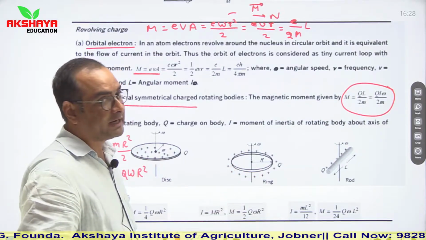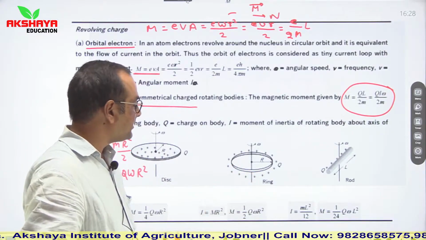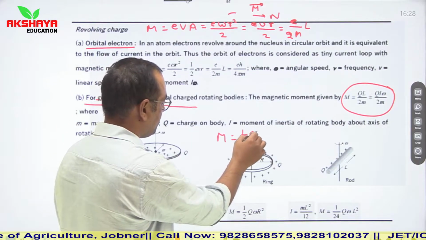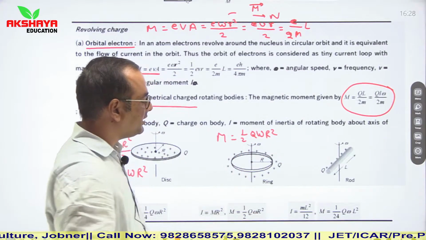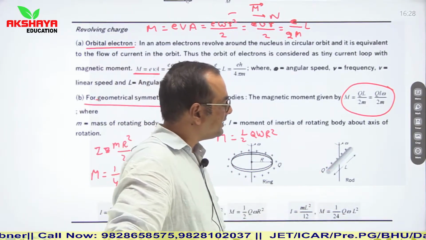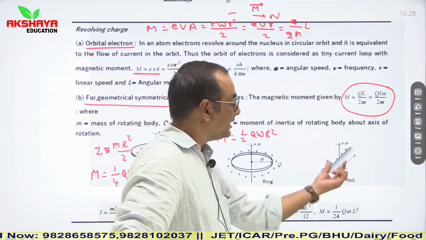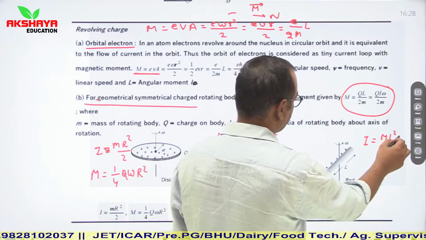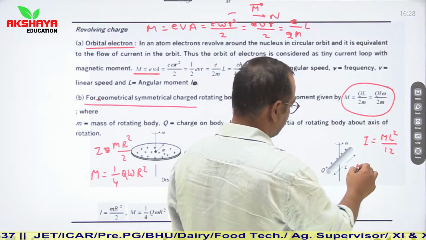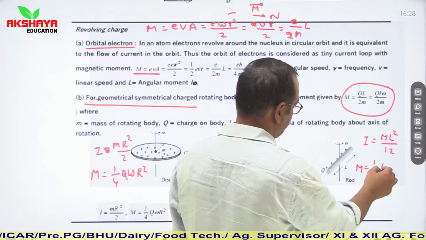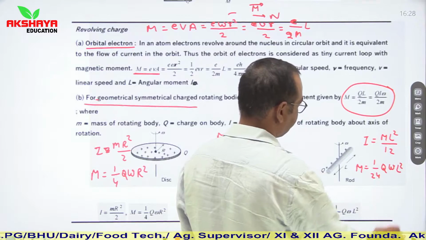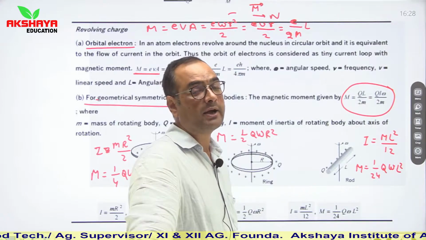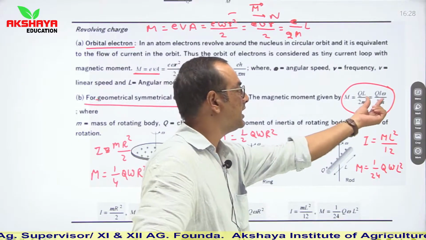In case of a ring, we know that moment of inertia is mr square, so its magnetic moment is half q omega r square. While in case of rotation of a rod about its center of mass, its moment of inertia is ml square by 12. So its magnetic moment is 1 upon 24 q omega L square, because its general relation is QL upon 2m, and L is angular momentum, which is equal to I into omega. So QI omega upon 2m.